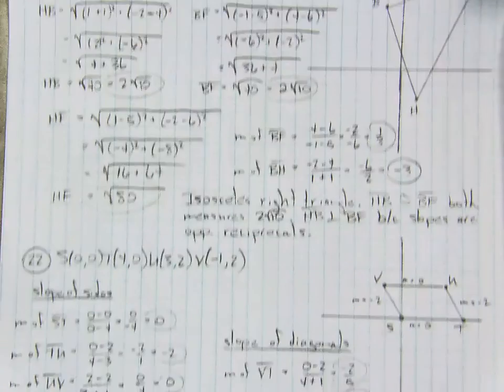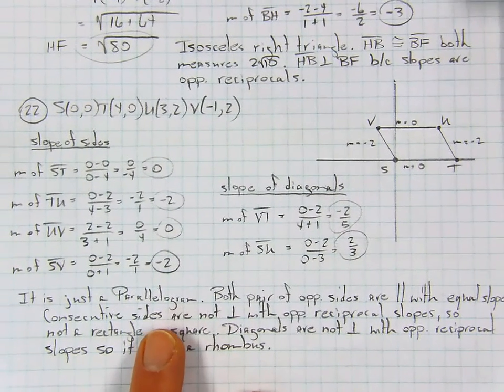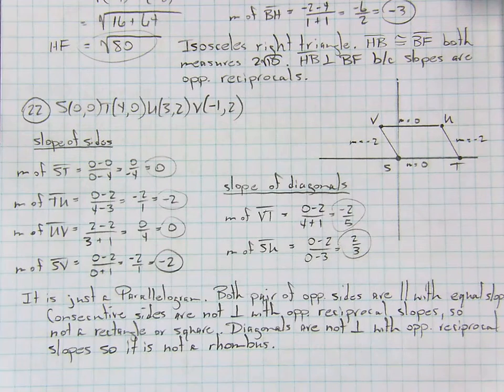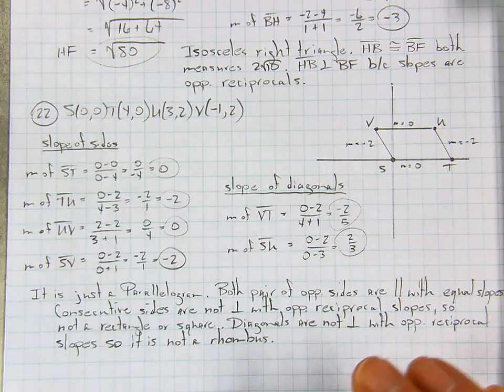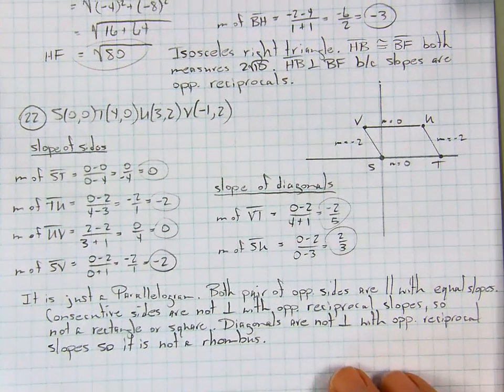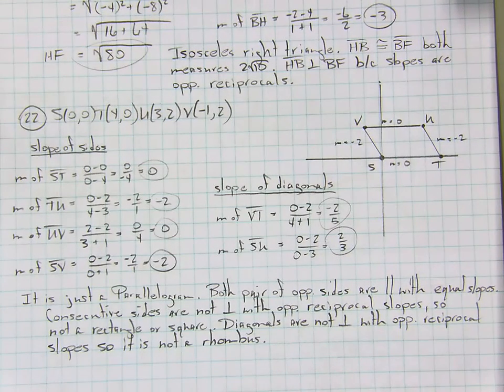All right, number 22. These are the ones where we're trying to find out. They give us 4 points in a coordinate plane. They tell us to graph and label each quadrilateral with the given vertices, then determine the most precise name for each quadrilateral. And when you're determining, it does not mean guessing. You show me why it is what it happens to be. So here's my graph over here. I got S, T, U, and V graphed.